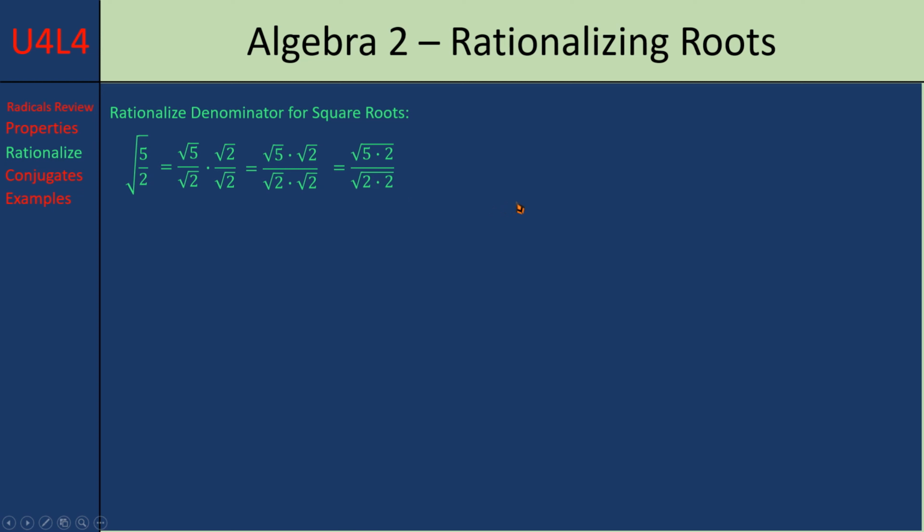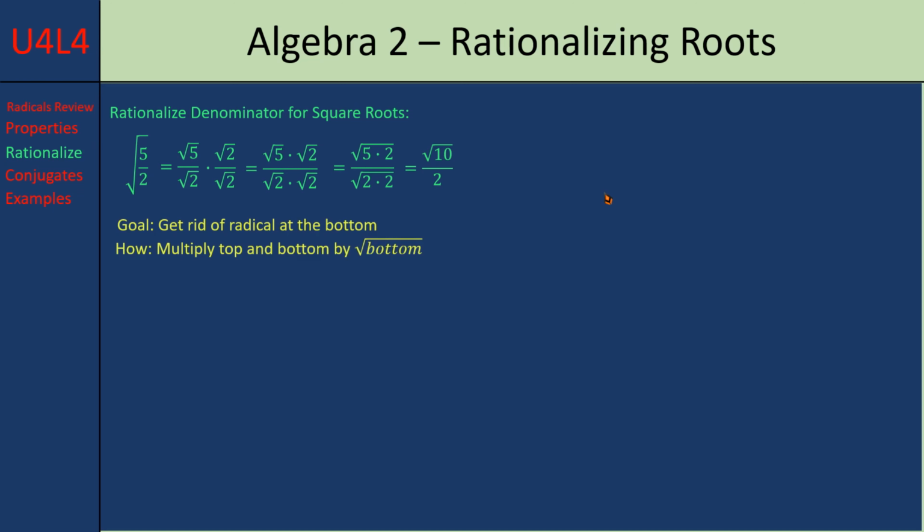So radical 2 times radical 2 at the bottom gives me 2 at the bottom. And on top, I get radical 10. I don't care about the top. The top is just radical 10. Leave the radical there. The bottom no longer has a radical, which is the point. And so the goal is to get rid of the radical at the bottom. And how we do it is multiply the top and bottom by that same radical at the bottom there.